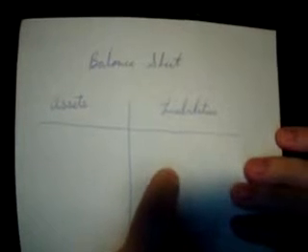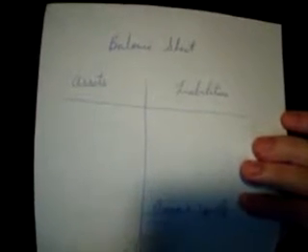So, let's talk about assets. When you want to increase assets, you're going to debit them. If you want to decrease assets, you're going to credit them. Liabilities, it's the reverse. If you want to increase liabilities, you will credit them. If you want to decrease liabilities, you're going to debit them. Owner's equity, same way. If you want to increase owner's equity, you credit it. If you want to decrease owner's equity, you debit it.